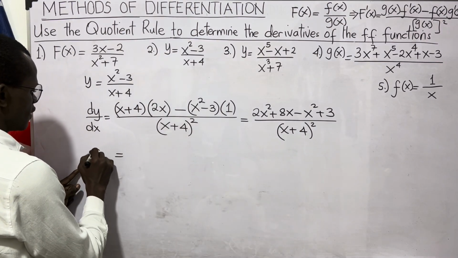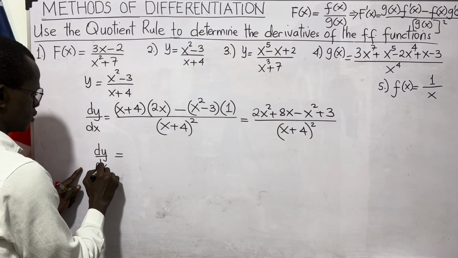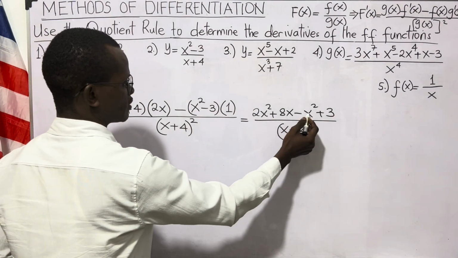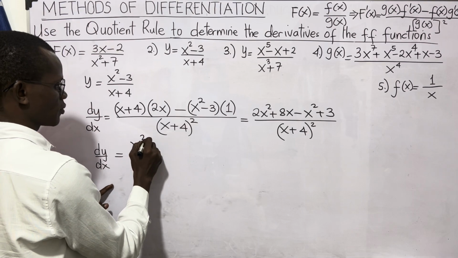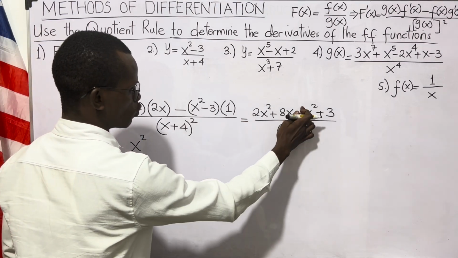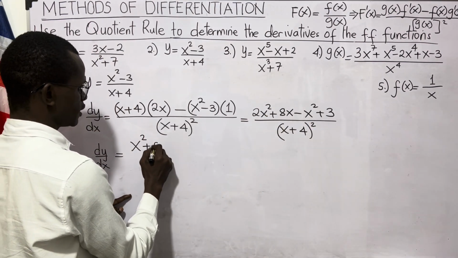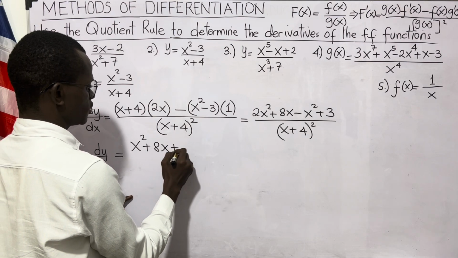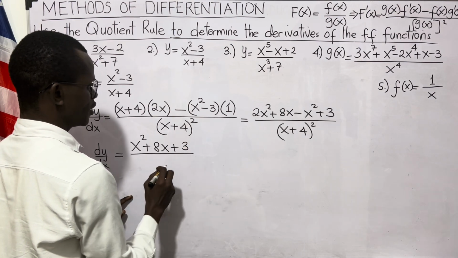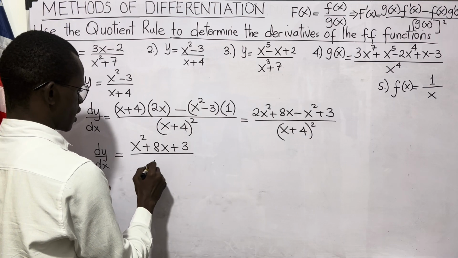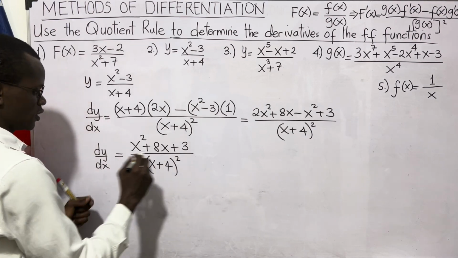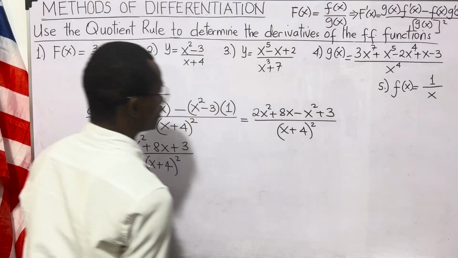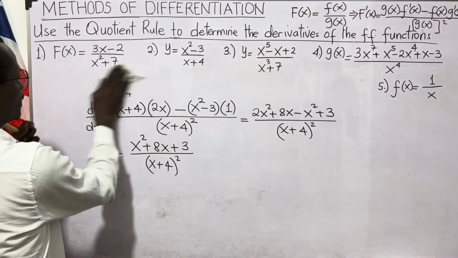So if we further simplify that expression, we have 2x squared minus x squared, which is just x squared, because it's like 2 minus 1, and then plus 8x plus 3 all over x plus 4 raised to the second power. So this is it. Let's move to the next problem quickly.